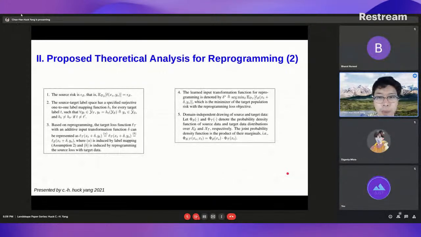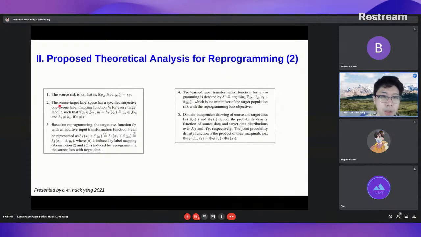So we have some hypotheses before we do this reprogramming. First, the source risk is epsilon source. The source risk is mostly fixed because the model is pre-trained. So here is the loss from the source model. You can think of this as the prediction loss of a pre-trained speech model or a pre-trained ImageNet model, because most of the time the model is not 100% accurate. So we still have a prediction loss associated with this source risk.